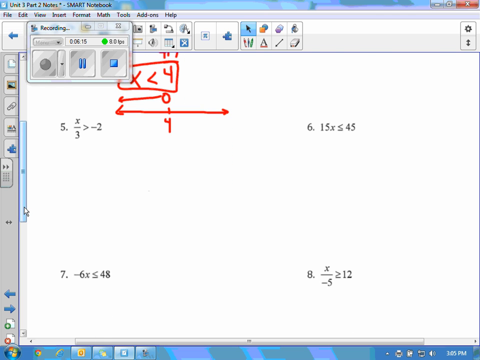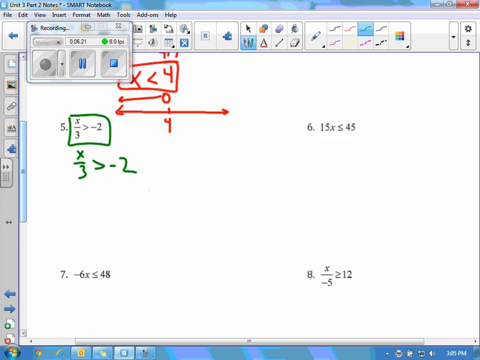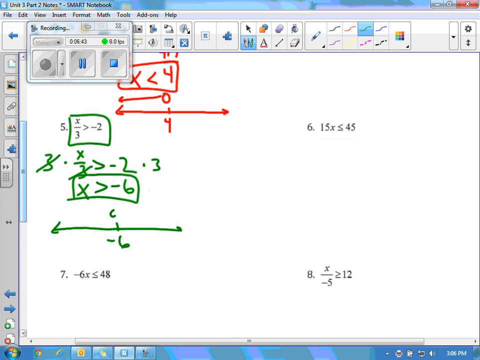Coming down to number 5, I'm going to box and rewrite this. So I have x over 3 is greater than negative 2. I have x over 3, which is division. The fraction is division, which means I need to multiply. So I multiply by the denominator, which is 3, on both sides. That causes these 3's to cancel out. So I have x is greater than negative 2 times 3, which is negative 6. Need to graph that. So I have negative 6. It's greater than, so it's going to be an open circle to the right.